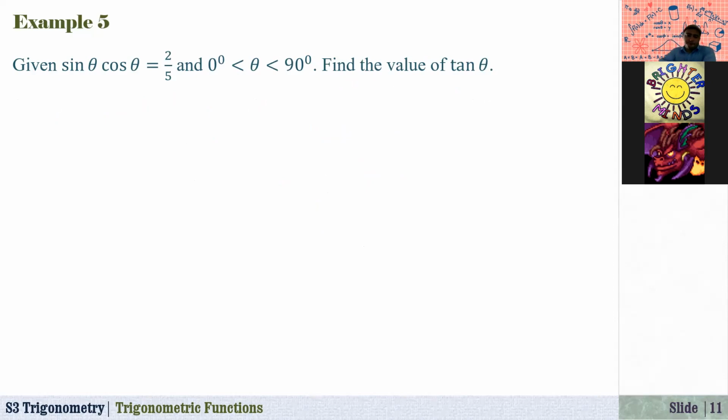Another example: given that sine of theta times cosine of theta is equal to 2 over 5, and the angle theta is between 0 and 90, the question is, find the value of tangent of theta. Okay, so how do we do that from here? Solution.